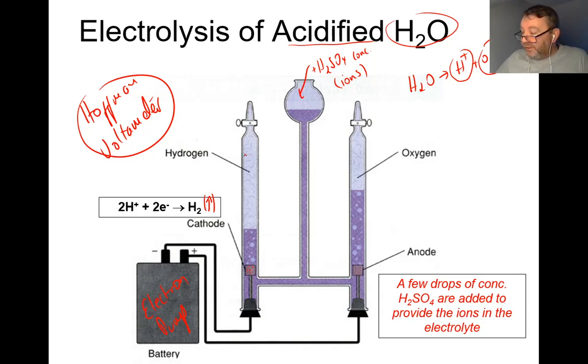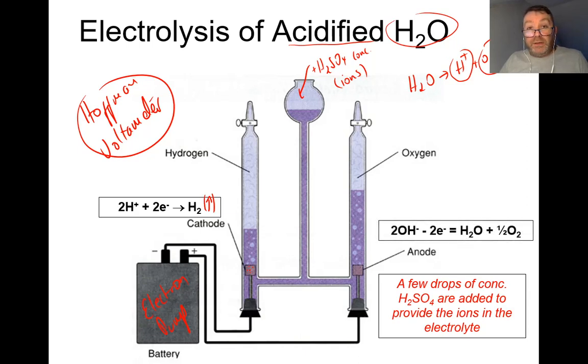On the other side, you have 2 OH- coming over, and they will surrender 2 electrons. The 2 OH- will surrender 2 electrons over here, which will immediately be taken in and given to the battery, and the reconstitution of the 2 OH- will form 1 water molecule and a half of a molecule of O2.